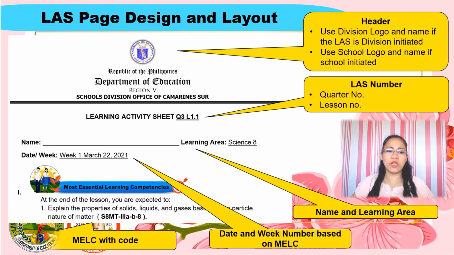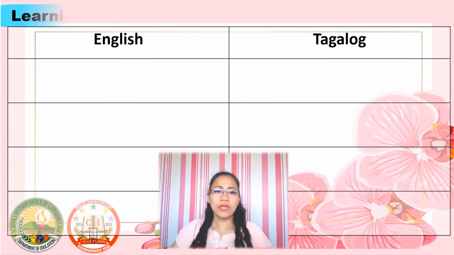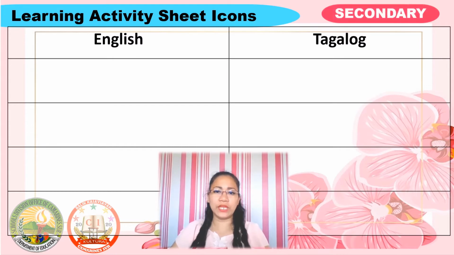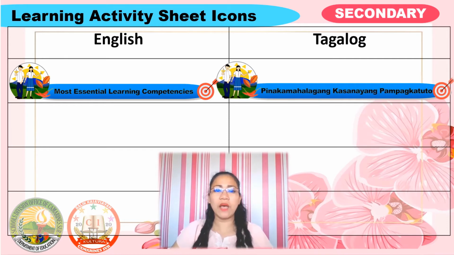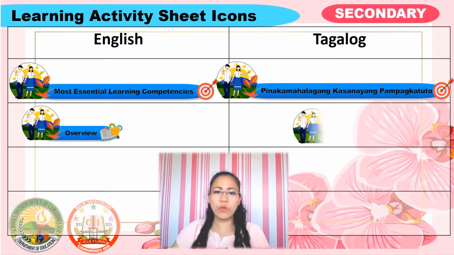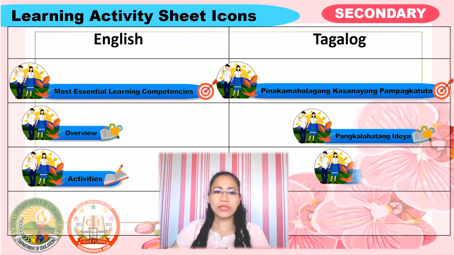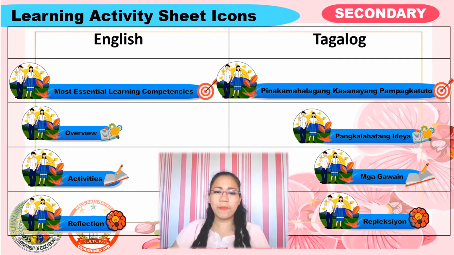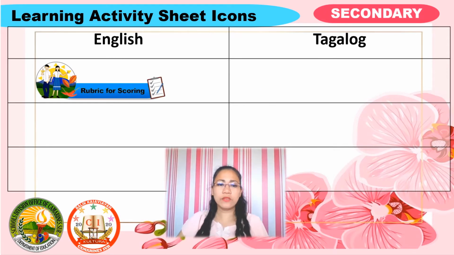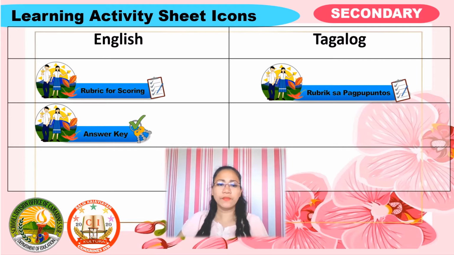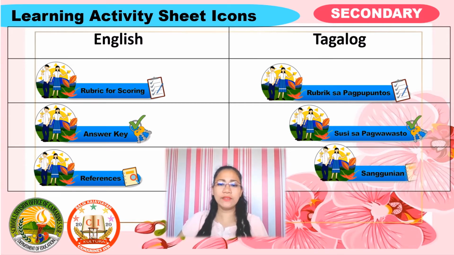Then, we have the first part of the LAS, which is the most essential learning competency as objective with its code. Here are the icons for the learning activity sheets for the secondary, in English and Tagalog form. You will use the proper icon based on the medium of instruction used in the subject area. Each icon represents the parts of the LAS, such as most essential learning competencies or pinakamahalagang kasanayang pampagkatuto, overview o pangkalahatang ideya, activities or mga gawain, reflection. Then we also have rubric for scoring, rubric sa pagpupuntos, answer key, susi sa pagwawasto, reference, o sanggunian.